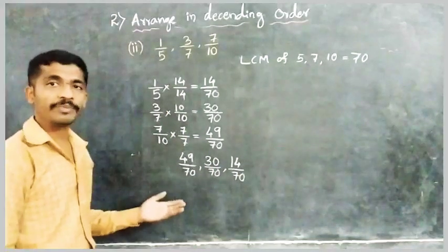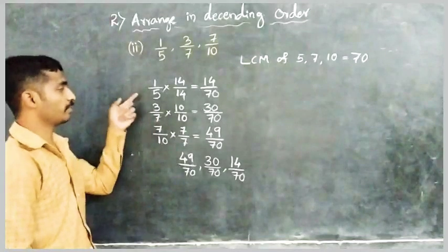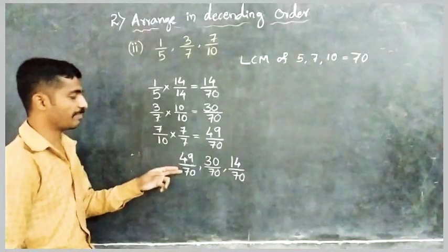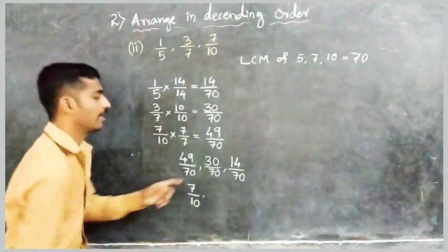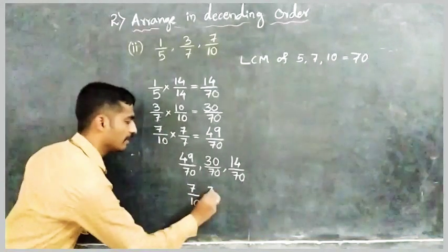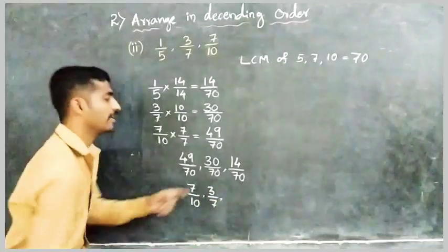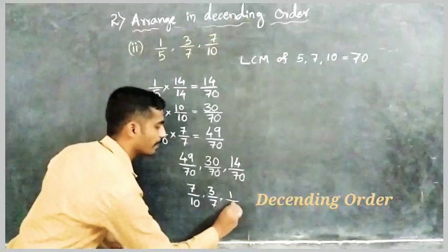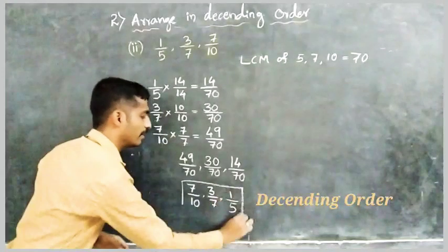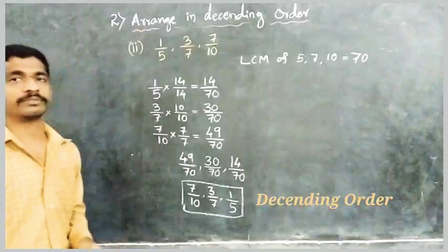So now write them in simpler form. Which do we get here? 49 by 70 means 7 by 10. And 30 by 70 is 3 by 7. And 14 by 70 is 1 by 5. So this is our descending order.